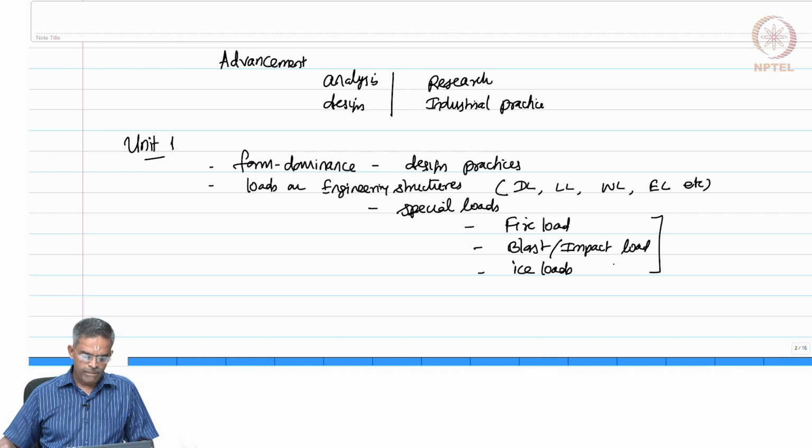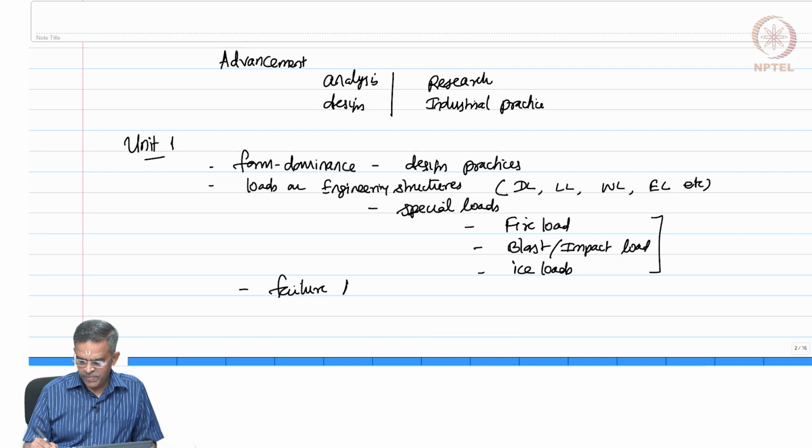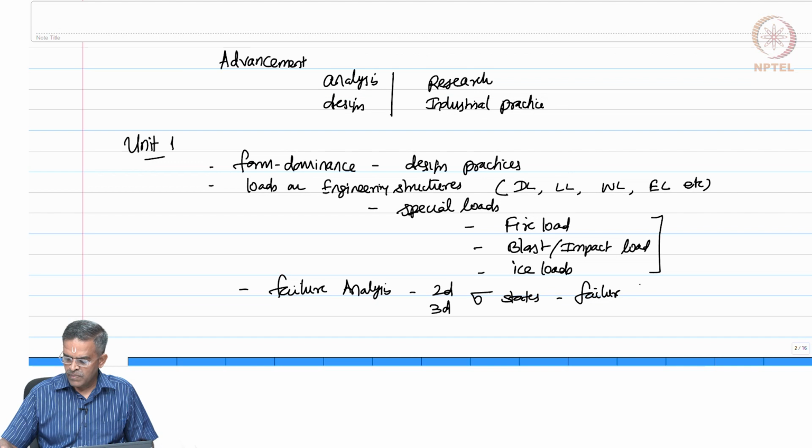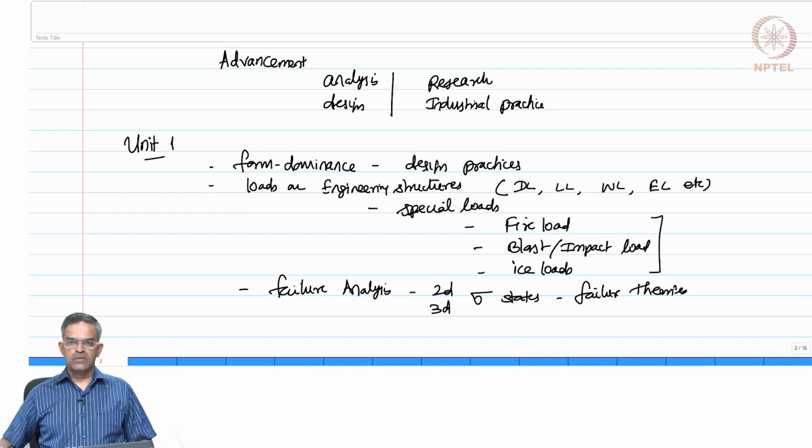We will also talk about the failure analysis. Both in two-dimensional and three-dimensional stress states, what are the different failure theories and how these theories help to compute the failure load or the failure stress acting on a cross section under two-dimensional and three-dimensional stress states.